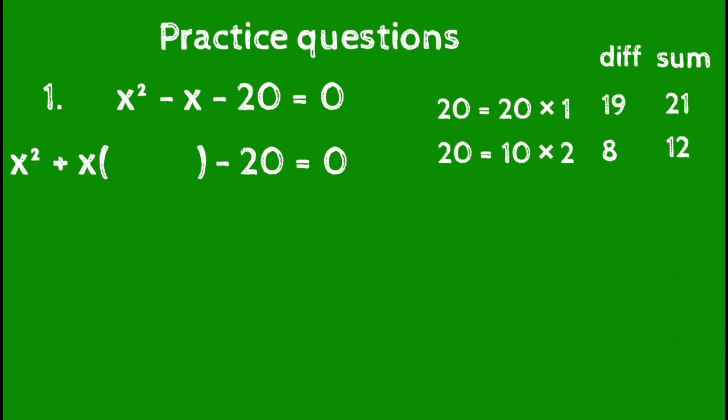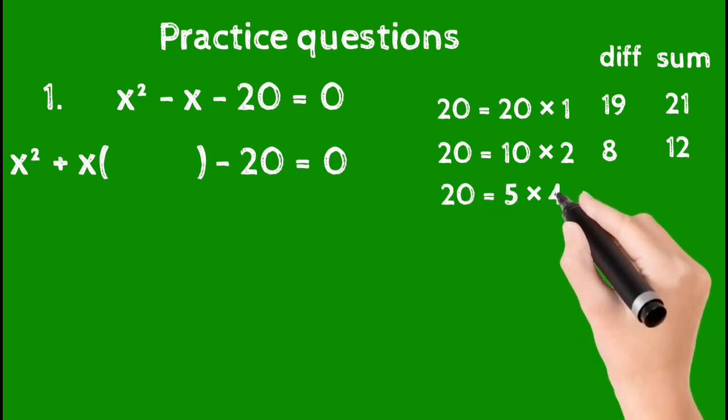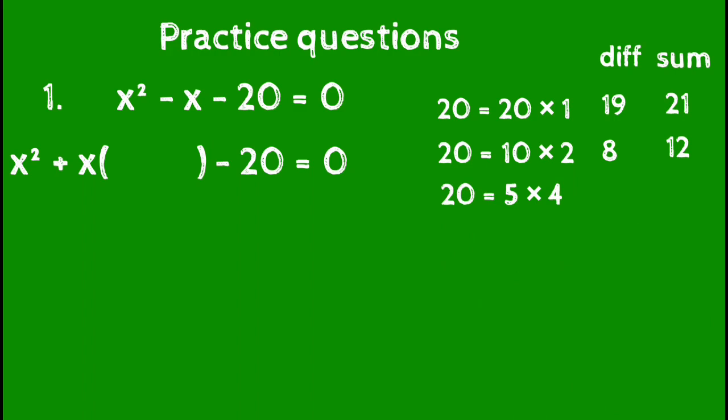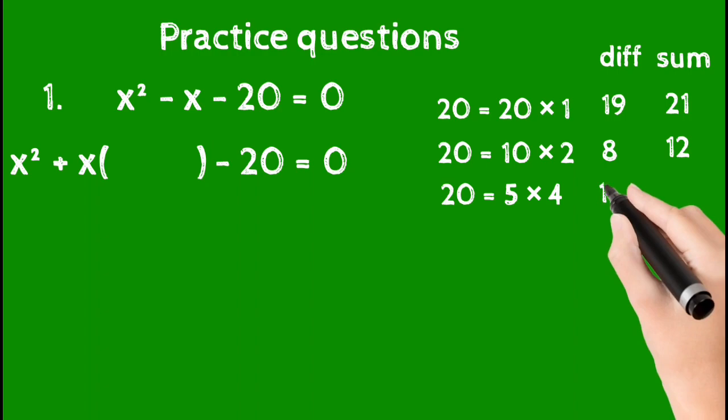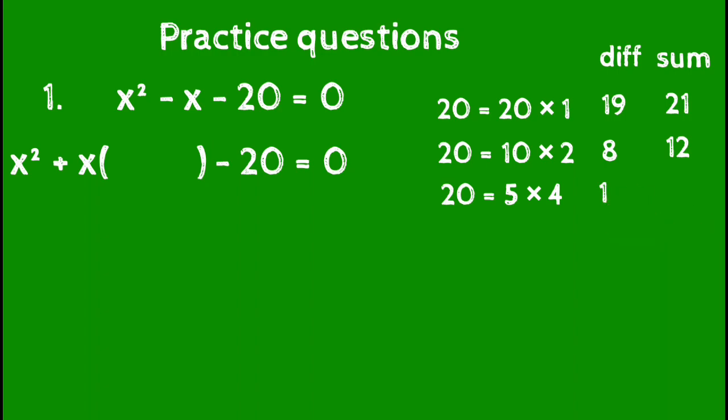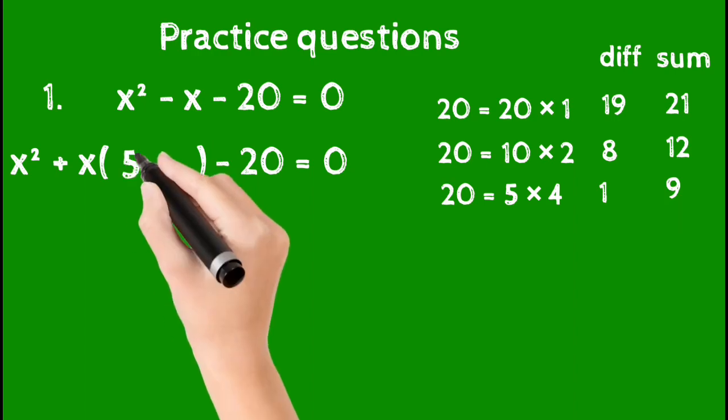We need to try another set of factors. Okay, let's try 5 and 4. Looks like 5 and 4 can work, because 5 minus 4 is 1, and 5 plus 4 is 9. So we've identified the factors that can actually work if we place them in the bracket, and they'll give us the original trinomial that we had. So we're going to place in the 5 and the 4.